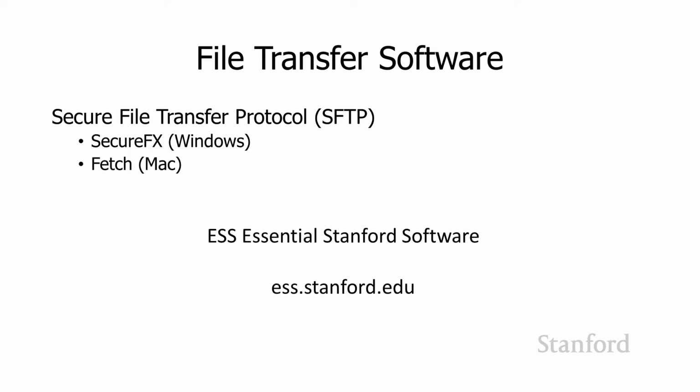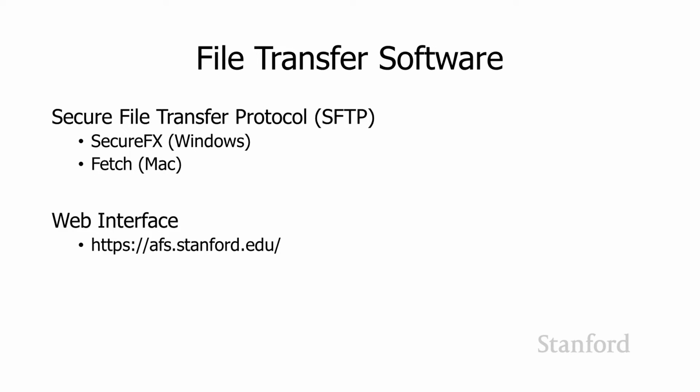These SFTP programs are likely to work for any service provider that you're working with, any web hosting solution that you're working with, getting the files over there. Different hosting solutions may also have other ways of getting the files over there. So, for example, Stanford has a web interface. If you go to afs.stanford.edu, you can upload and download files using that website.